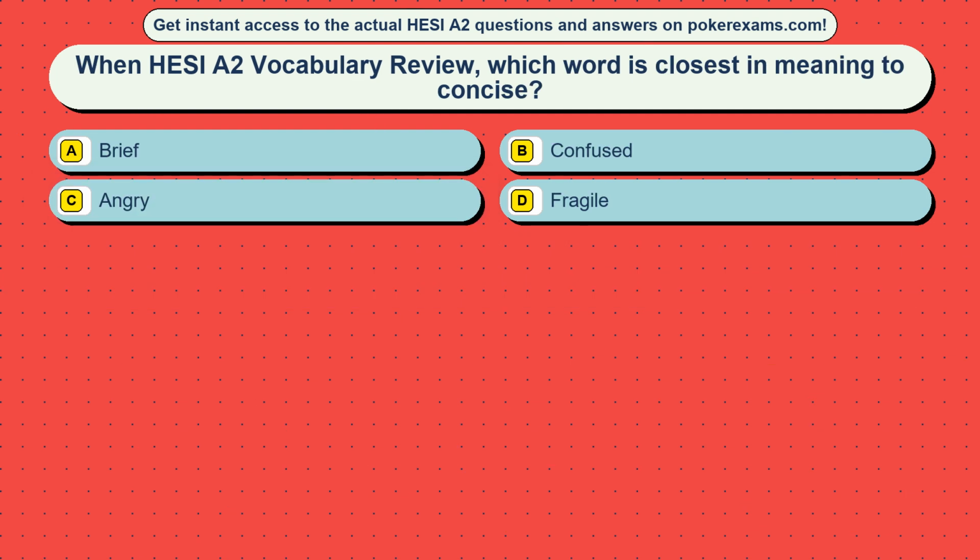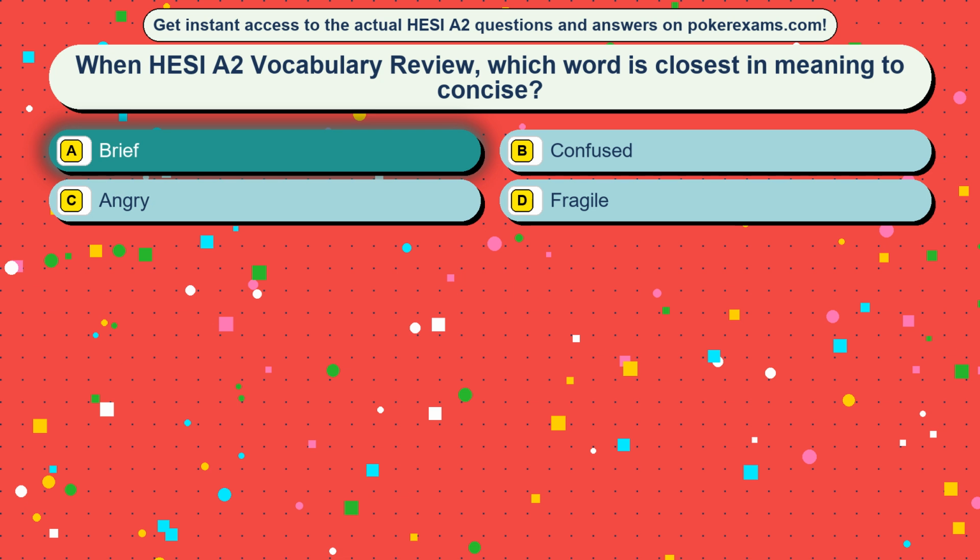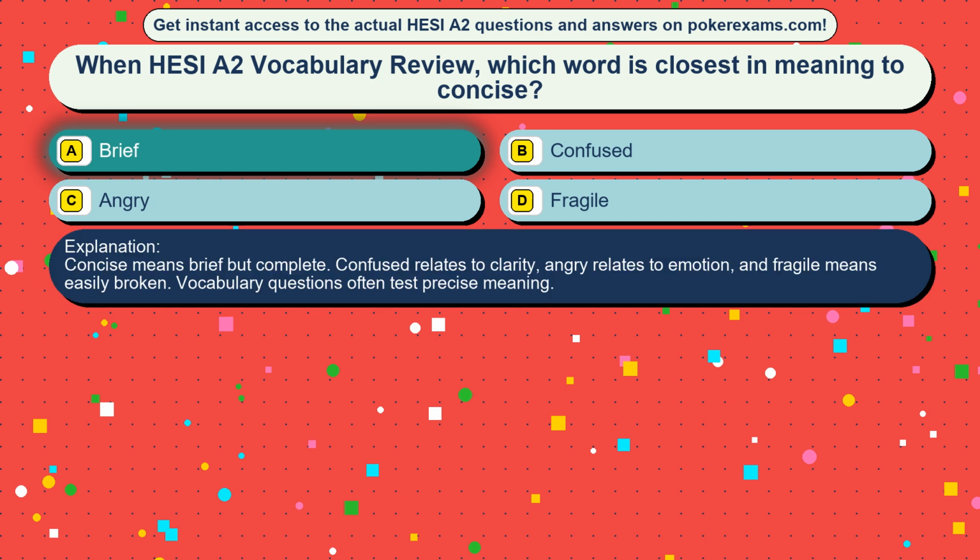Question 49. When HESI A2 vocabulary review, which word is closest in meaning to concise? Option A, brief. Option B, confused. Option C, angry. Option D, fragile. The correct answer is option A, brief. Concise means brief but complete. Confused relates to clarity, angry relates to emotion, and fragile means easily broken. Vocabulary questions often test precise meaning.